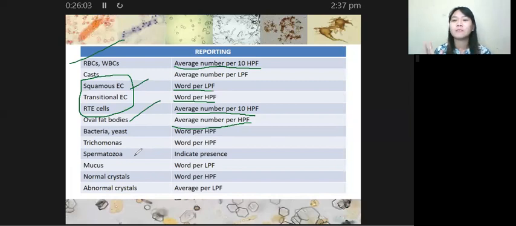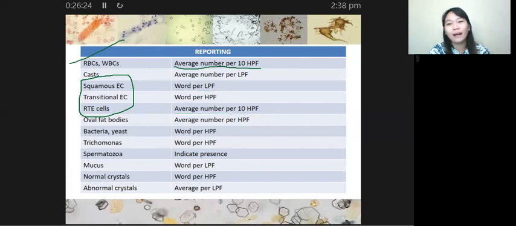Okay? So, ganun. Para mas madali nating i-memorize yung manner of reporting. Pag significant yung sediment, okay, in general, average number po yan per HPF or LPF. Okay, with the exception of your bacteria and your trichomonas. Okay, so yan. Alright, so erase lang po natin.